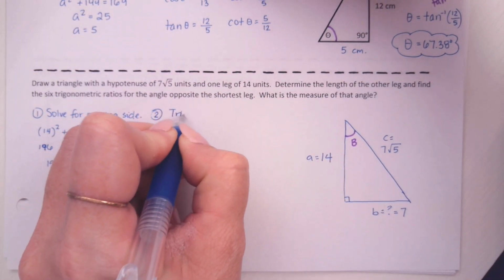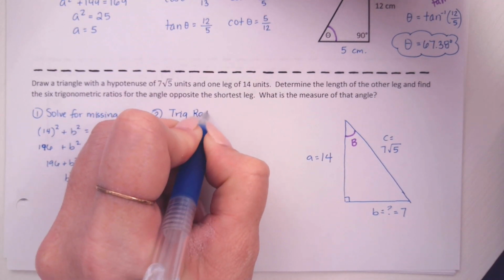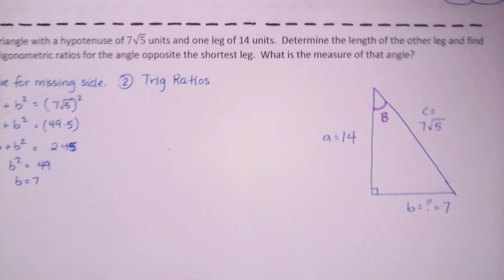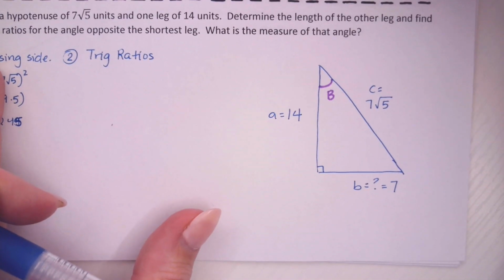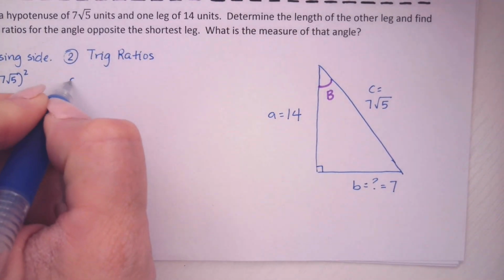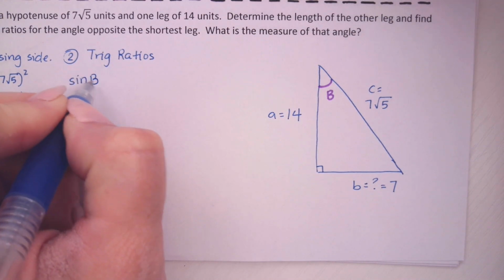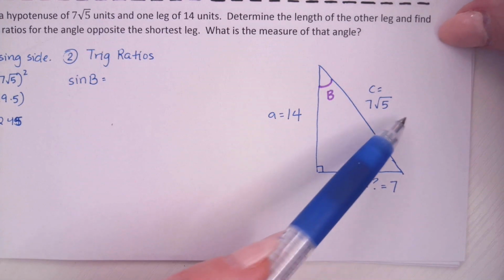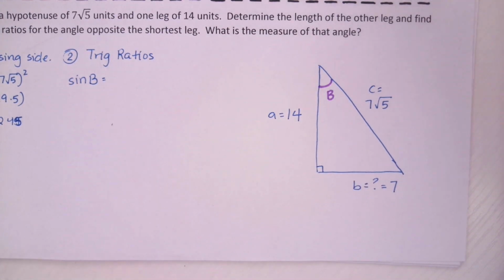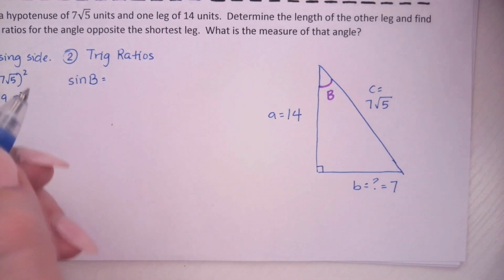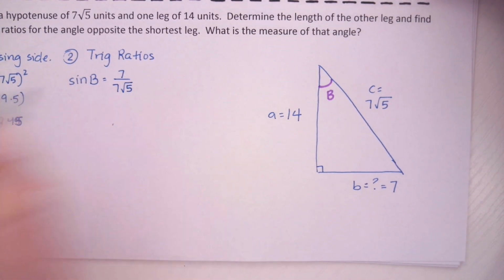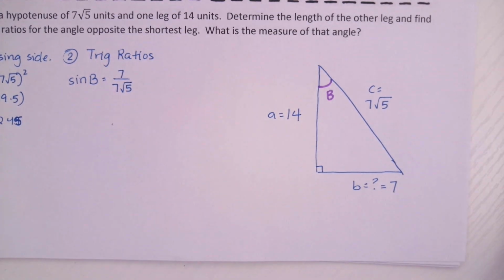Trig ratios. Okay, so I'm going to start with the sine of angle B. Sine would be the side opposite of it over its hypotenuse. Sine is opposite over hypotenuse. So we're going to write what over what? 7 over 7 root 5, which does simplify. Your 7's cancel.